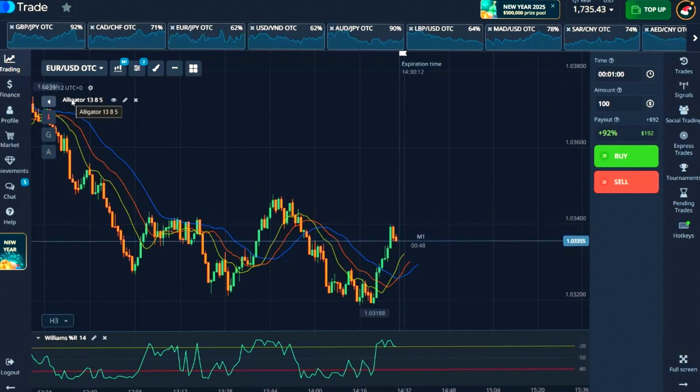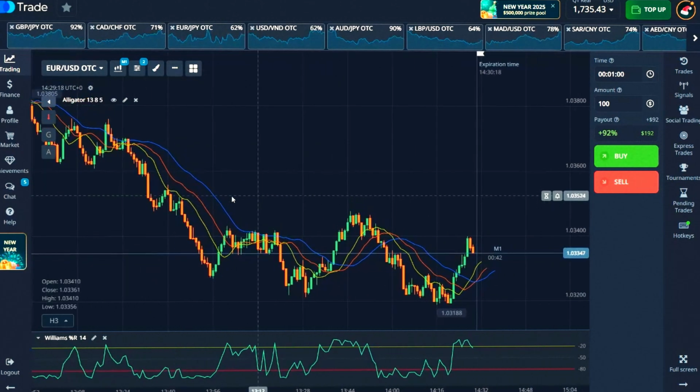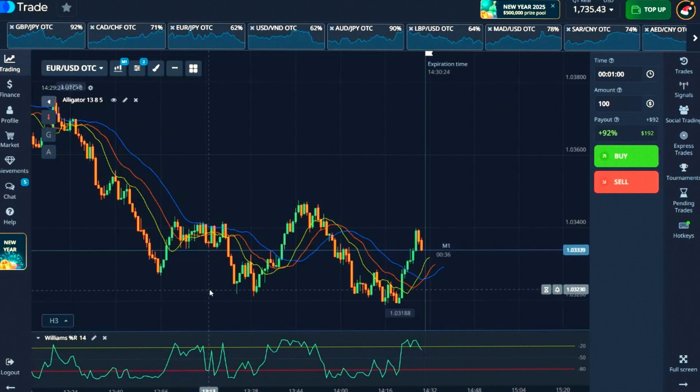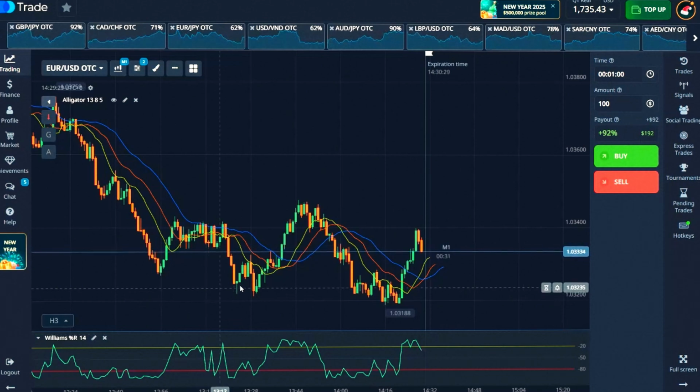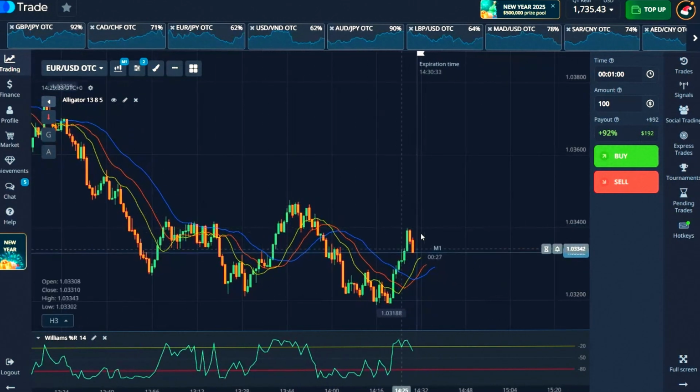Today is a new video. Trading with the alligator indicator and the Williams indicator. Let's briefly go over the principle of this strategy. The Williams indicator is essentially the same as RSI or stochastic, that is, it essentially makes no difference, but it shows the value where the price will reverse, so we will work with it today.